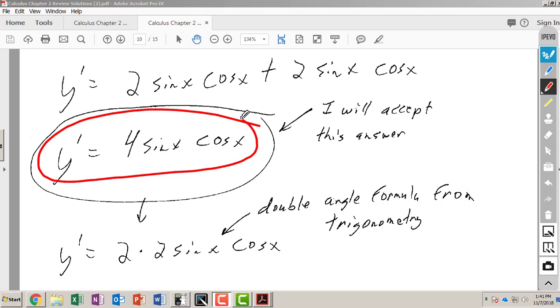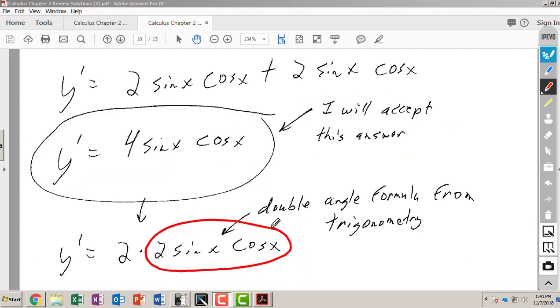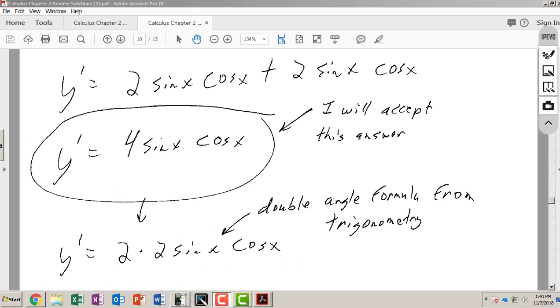So notice I will accept this answer. This is where we can stop. But if you are going on to calculus 2, make sure you start to memorize those double angle formulas because you use them a lot in calculus 2. So notice this matches a double angle formula. So my double angle formula is 2 sine of x cosine of x. That's a double angle formula. So I separate out my 4 to 2 times 2 because I'm going to use that 2 sine of x cosine of x to match my formula.